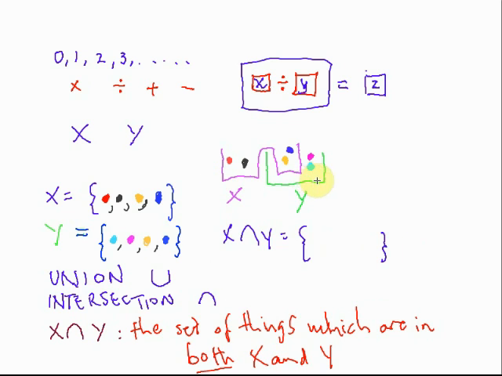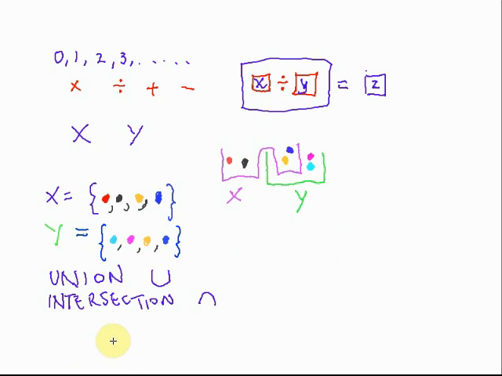Well, which of these things are in both X and Y? The red and the grey balls are in X but not in Y. The light blue and the purplish balls are in Y but not in X. But these two balls, the yellowish ball and the blue ball, are in both. So the intersection of X and Y is, in this case, the set containing the yellow ball and the blue ball. Okay, so I've just undone that.